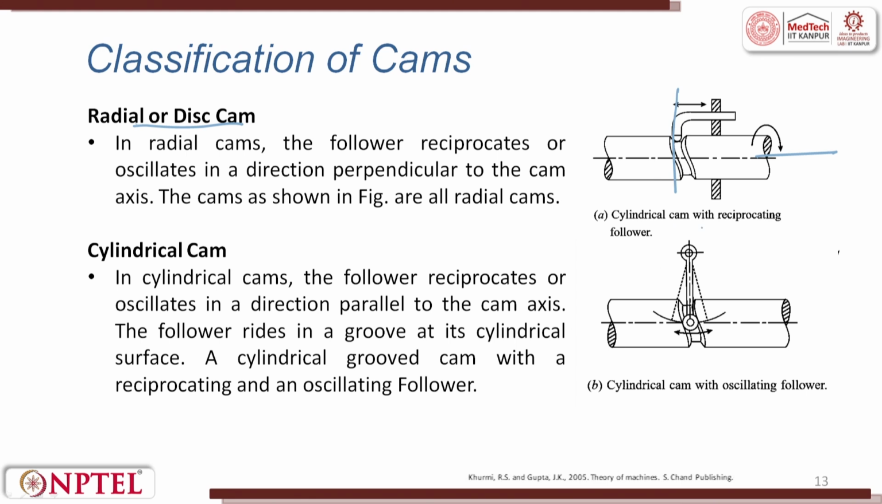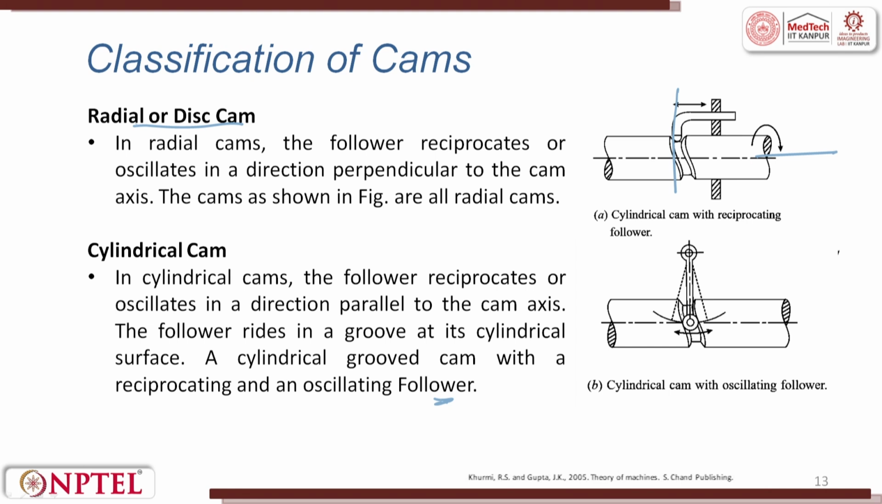So, this thing is called radial cams. In cylindrical cams, the follower reciprocates or oscillates in a direction parallel to the cam axis. The follower rides in the grooves at its central surface. The cylindrical grooved cam has a reciprocating or an oscillatory motion.